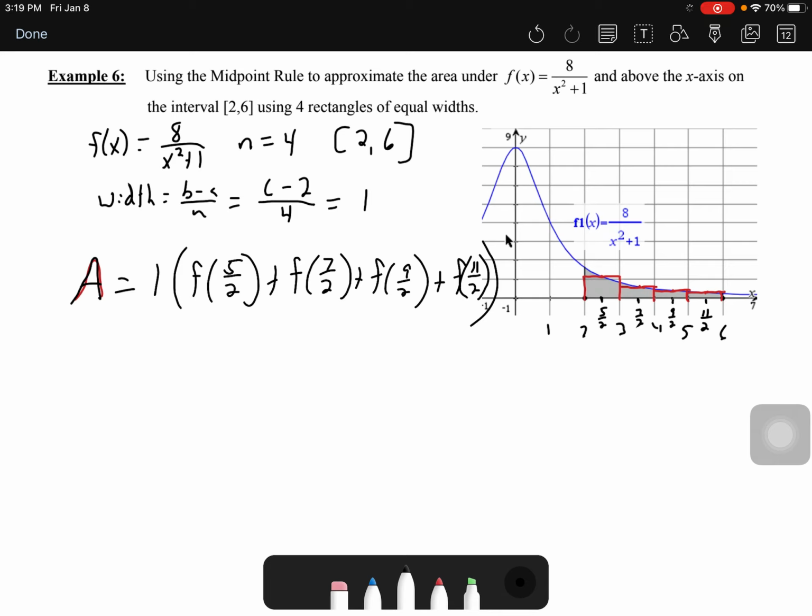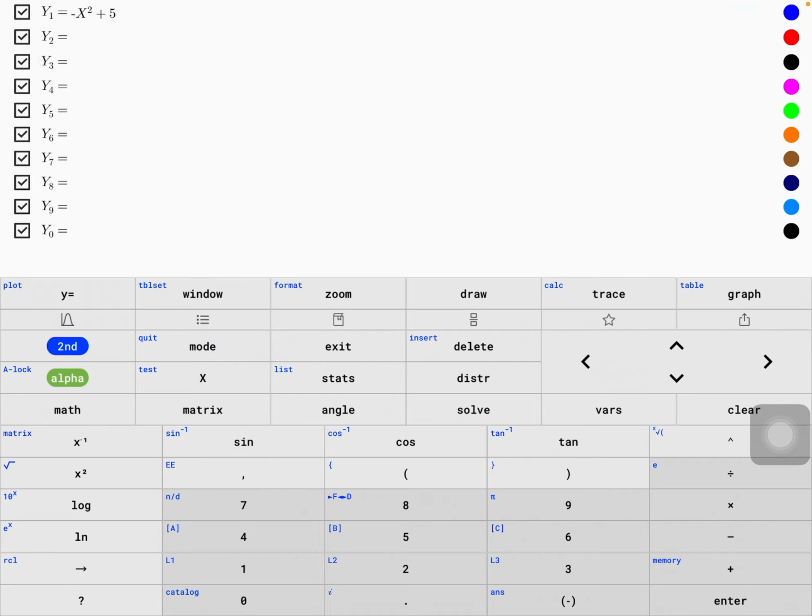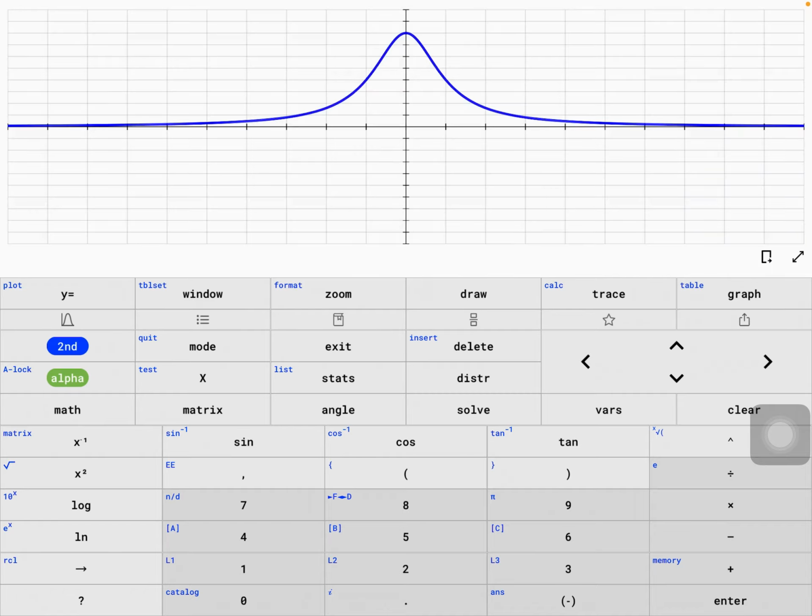And again, let me just show you real quick on the calculator how we can do this. We have 8 over x squared plus 1. So I'm going to clear out this other function. I've got 8 divided by, in parentheses, x squared plus 1. Oops, I didn't get my plus in there. X squared plus 1. Let me just take a look to see if that looks kind of like what we have. Okay, yeah, and we were just looking at the portion of it.